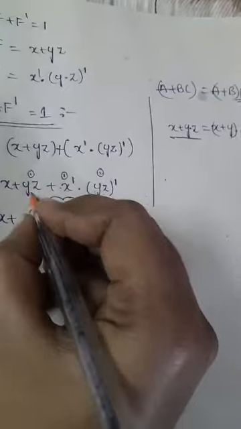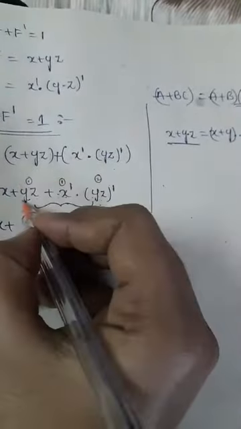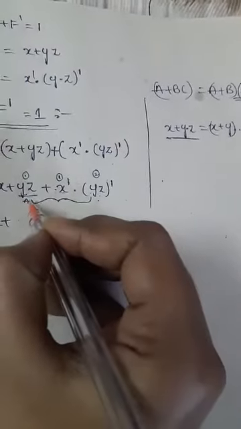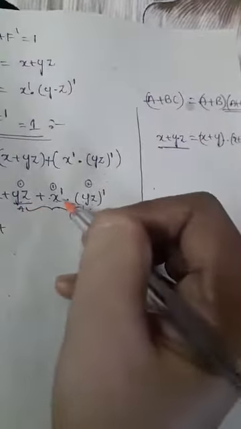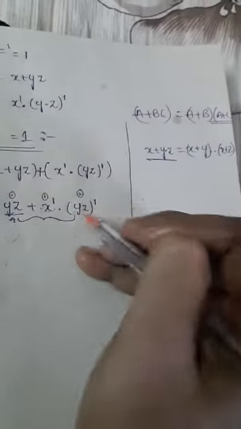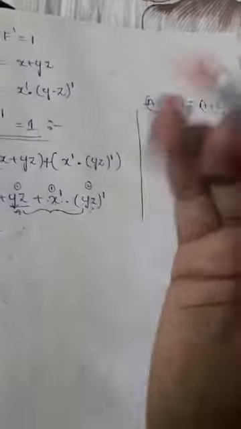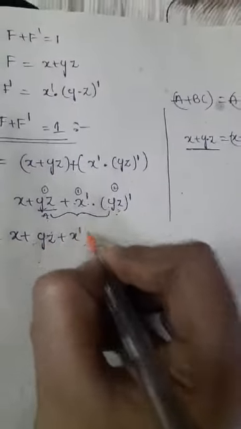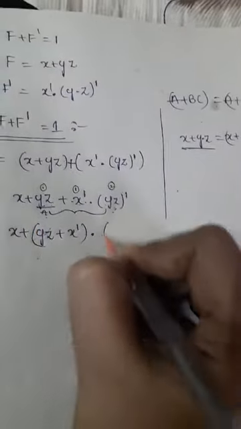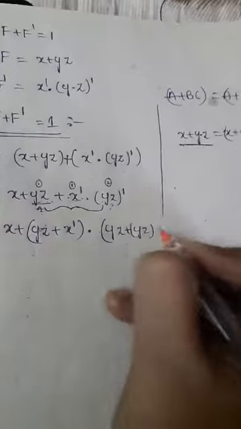So how will we write this? Here I can consider yz as a single function, that is a. By using the distributive law, we write a plus x complement into a plus yz complement. Like this, by using the distributive law. So in this way I can write yz plus x complement into yz plus yz complement.